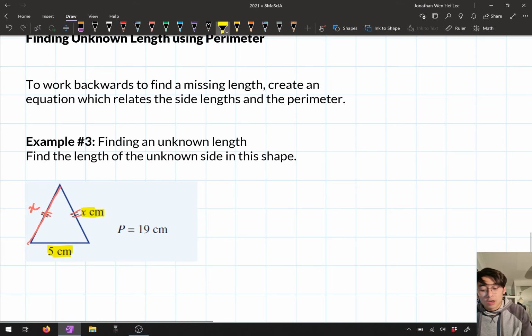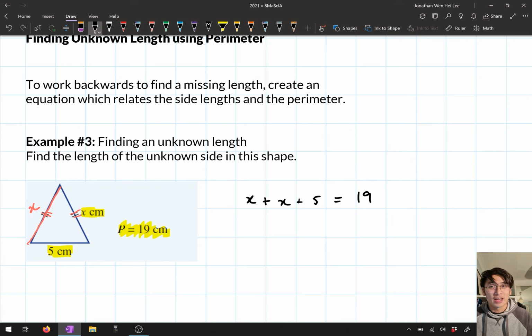The other thing that they tell me is that the whole perimeter is 19 centimeters. So what I can do is I can go, okay, well, my perimeter is just 19 centimeters. So when I add up all my sides, x plus x plus 5, that's going to give me 19. Okay. Now notice I've got two x's adding together. When I add two x's, I just write that as 2x plus 5 is equal to 19. And so we can start to solve this equation to help me figure out what x is equal to.